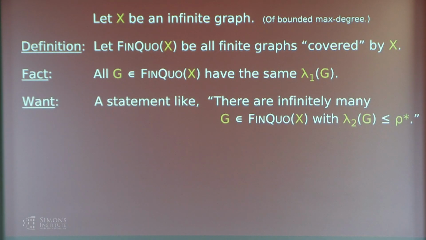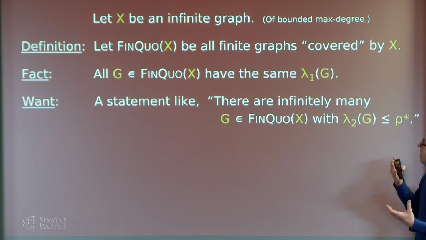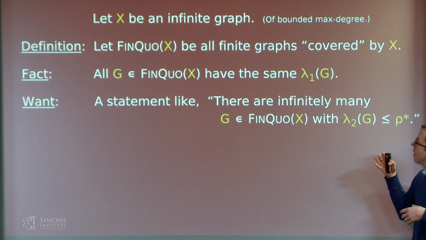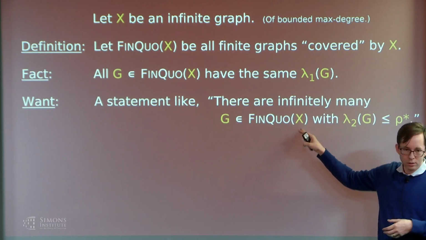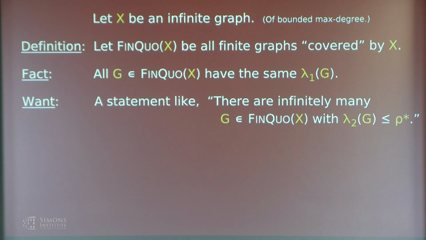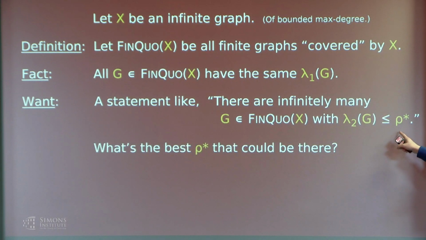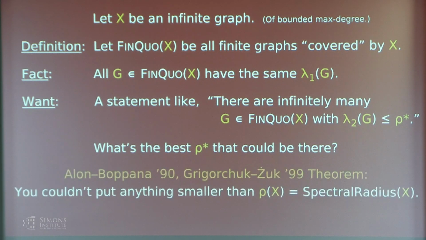So we're again fixing X. We're interested in statements that look like this. For given X, there are infinitely many finite graphs that are covered by X, whose second largest eigenvalue is smaller than some number rho star. So we want to get a lot of finite graphs that have small second eigenvalue. And the first thing we should ask ourselves is, what's the best possible rho star, the smallest possible rho star we could ever put here? And there's a barrier to how small this can be that comes from X.